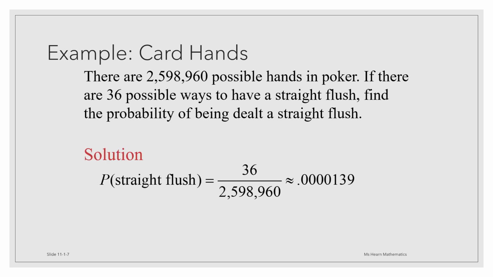The probability of a straight flush is 36 divided by 2,598,960. So there's only a 0.0000139 chance of getting a straight flush in a card game.